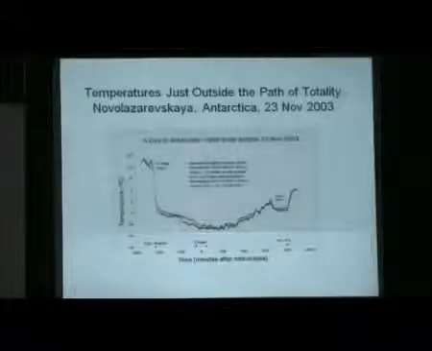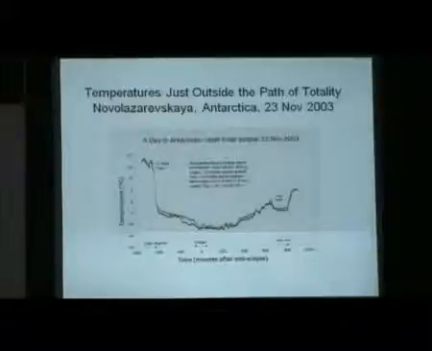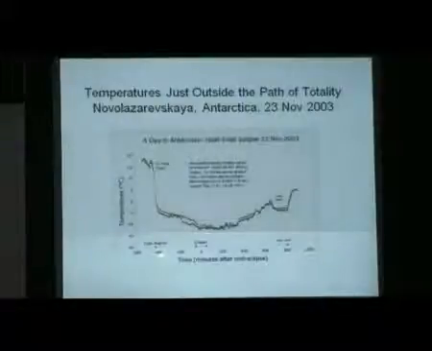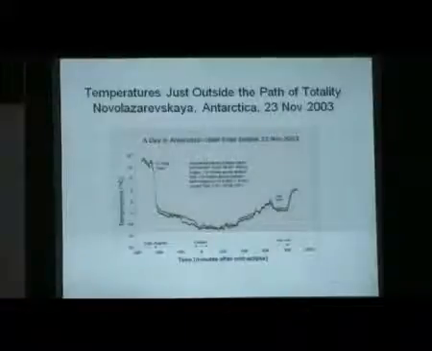So I set my thermochrons up outside of the path of totality, and you can see that as the sun set, that's one thing. Here's the time of the eclipse, so maximum eclipse is about halfway in between that. And you don't see much of a change. That's because we were not in the path of totality. We were several miles outside of the path.